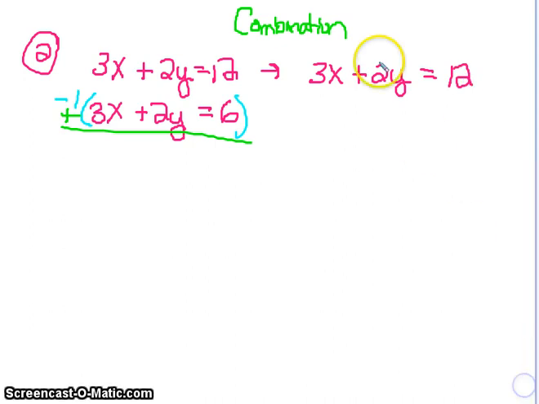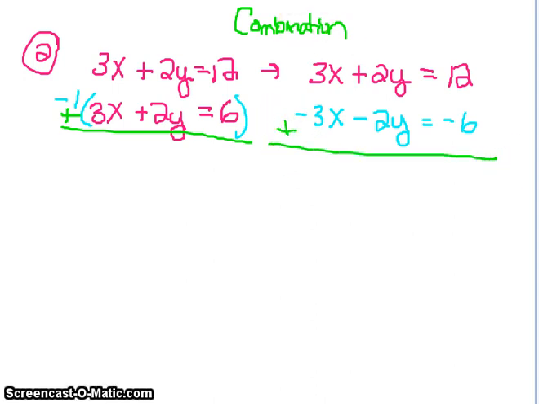And when I multiply the bottom by -1, I get -3x minus 2y equals -6. When we combine like we're supposed to, now do we have something that eliminates? Combination, elimination. Well, what I wanted was 3x minus 3x to eliminate. That's great. But this one's different.